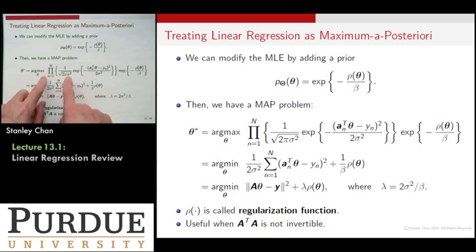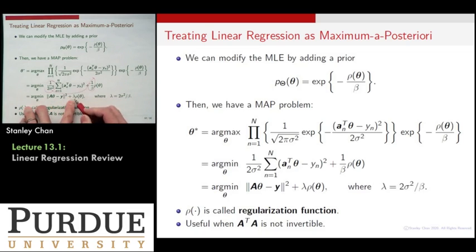Now, you can simplify the exponentials by just putting a negative log. So this argmax problem becomes argmin. And then you have this 1 over beta times rho of theta coming out. Then what? Well, then you can absorb this 1 over 2 sigma square going to here.